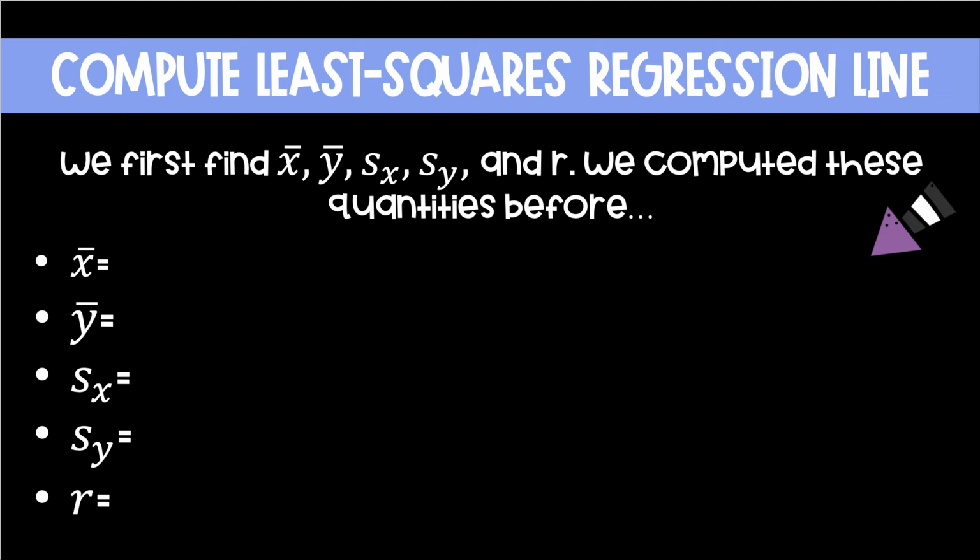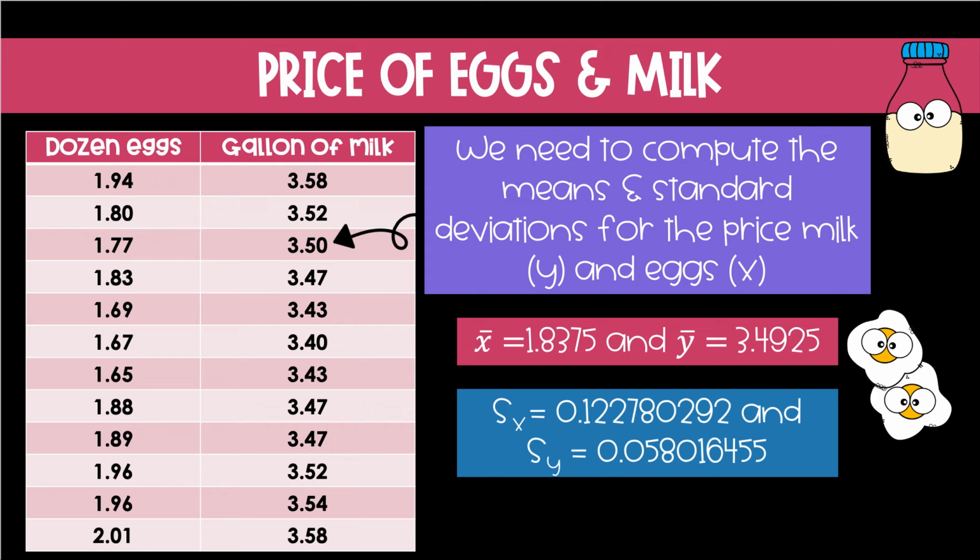Before we start computing our least squares regression line, we needed to find the correlation coefficient, for which we needed to find the standard deviation for both the x and the y and the means for both the x and the y. If we had computed it by hand, we would have to add all of the values of the prices of the eggs and divide by the count, which was 12 months. And add all the values of the prices of the milk and divide by 12, which was our months, to find the mean for the milk.